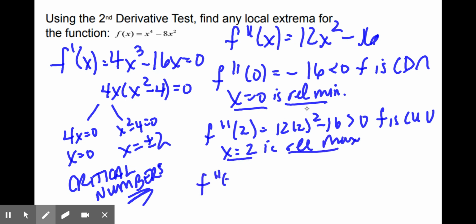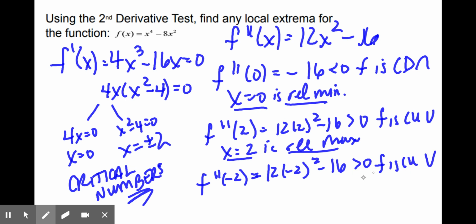And if I plug in -2, 12 times -2 squared minus 16, that answer is also going to be bigger than 0. So F is concave up. It looks like a U. So X equals -2 is also a local or relative max.